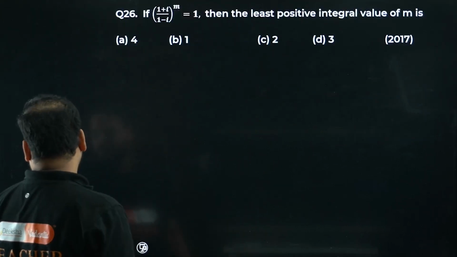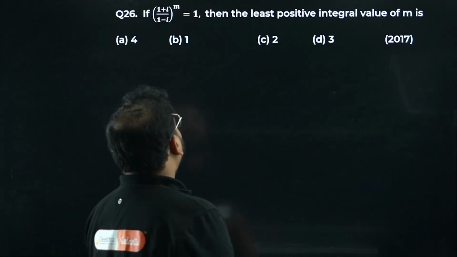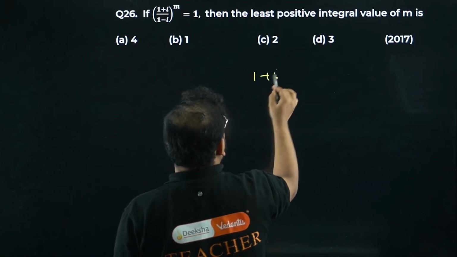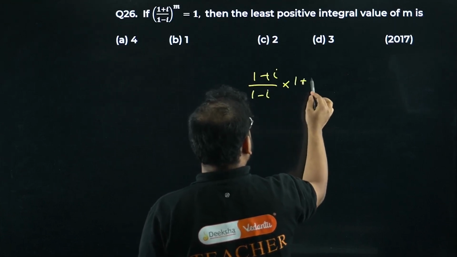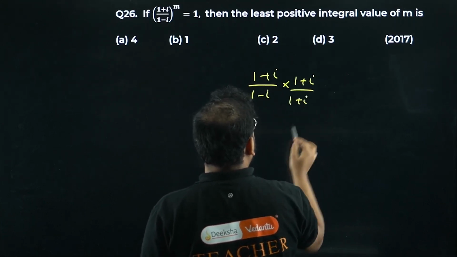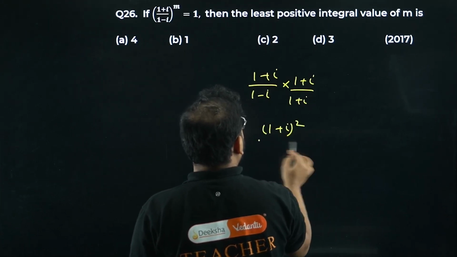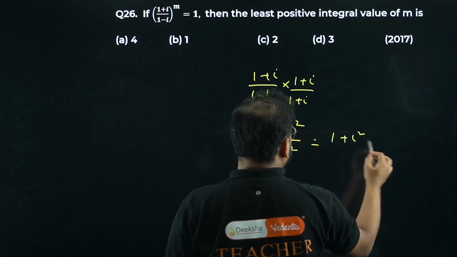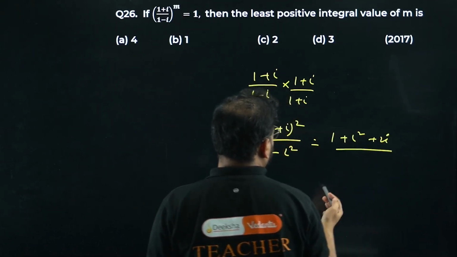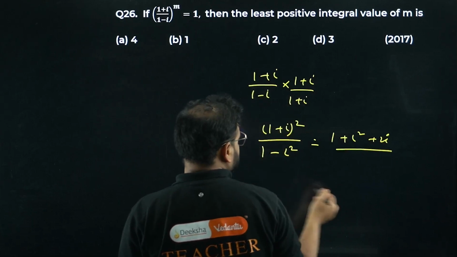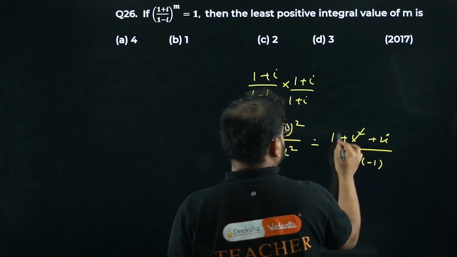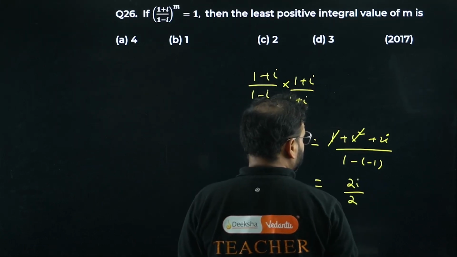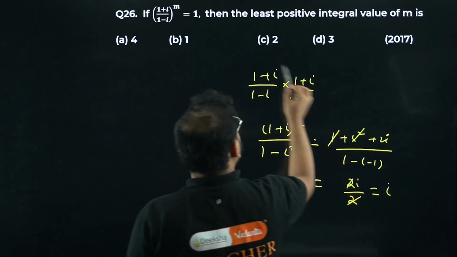Great. If 1 plus i upon 1 minus i, the whole power m, is 1, what is the value of m? Okay, let's go. Right here, 1 plus i upon 1 minus i. Multiplying by 1 plus i upon 1 plus i, I get 1 plus i the whole square divided by 1 minus i square. I get 1 plus i square plus 2i divided by 1 minus of minus 1. This i square is minus 1, no? So cancelled. I'm getting this value as 2i divided by 2. Cancel, cancel, I get this value as simply i. So basically this value is nothing but i.